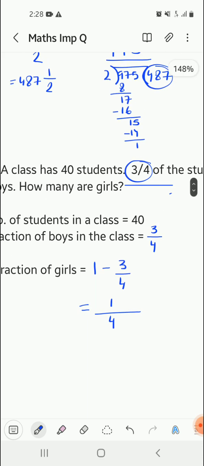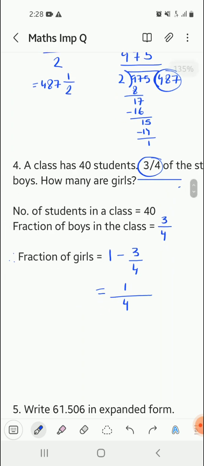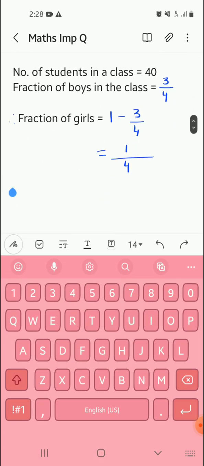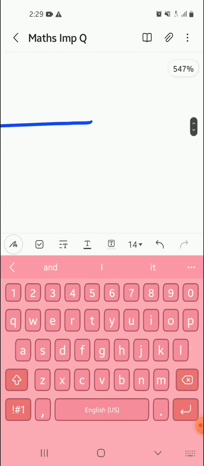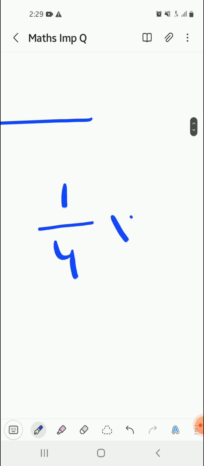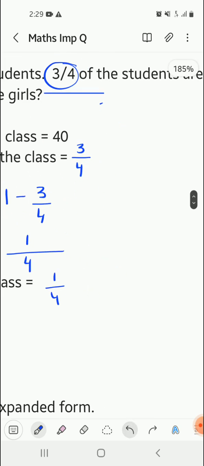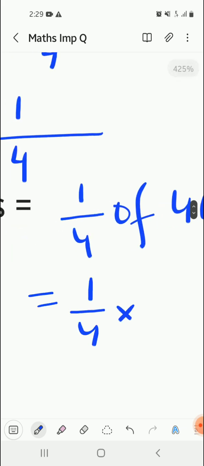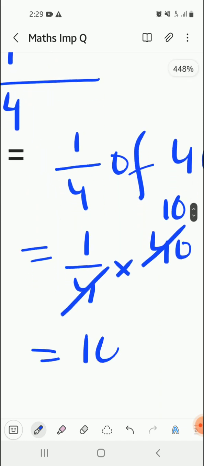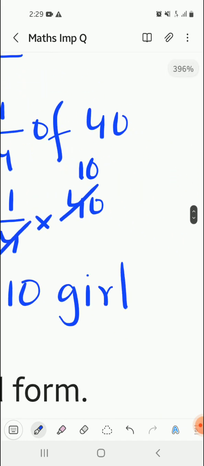Therefore, we need to find how many are girls. So we need to find the number of girls. So the number of girls in the class is equal to, this is simple, 1 by 4 is the fraction of girls, so 1 by 4 of 40 students. So we can write 1 by 4 of 40. Of means multiply. 40 divided by 4 becomes 10. So 10 girls is my answer.